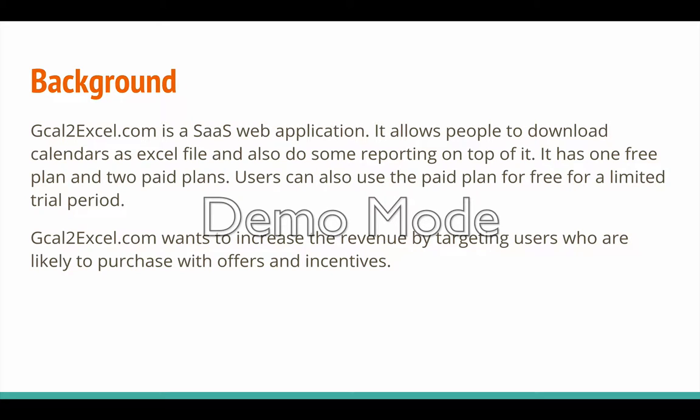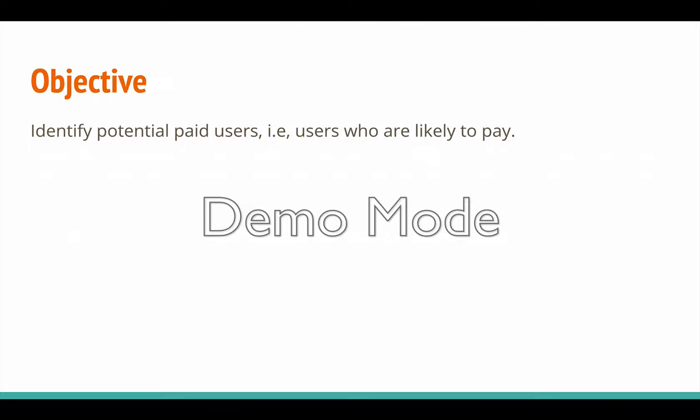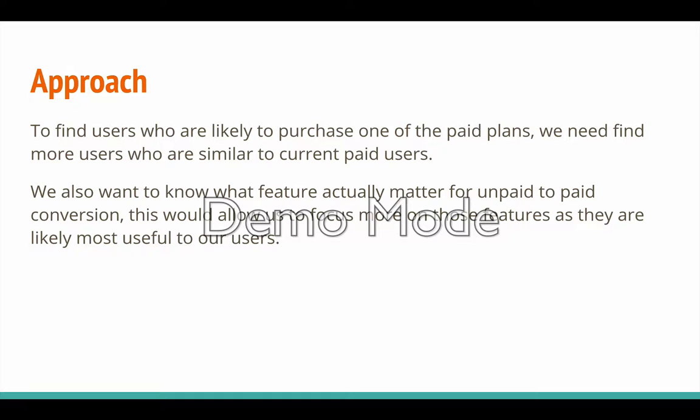The reason for doing this is that I want to increase jekyll2excel.com's revenue by targeting users who are more likely to buy. So the goal is to find potential paid users or users who are likely to pay. To do this, I figured I will actually have to find users who are similar to our current paid user base. So if we can find people who have similar behavior as our current paid users, we can identify them and then target those users.